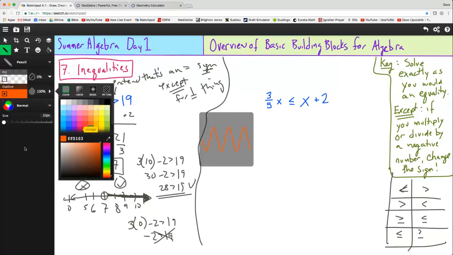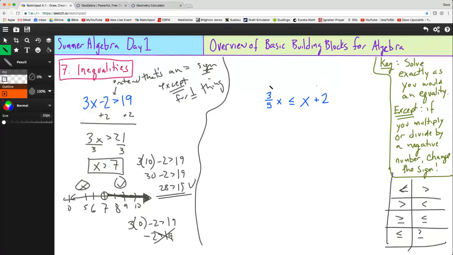All right, let's solve this one in orange. All right, so now let's look at this guy here. Well, 3/5 x is less than or equal to x plus 2. So let me use a strategy that I like whenever I see fractions in problems. I'm just going to multiply both sides by 5 to get rid of the fraction.